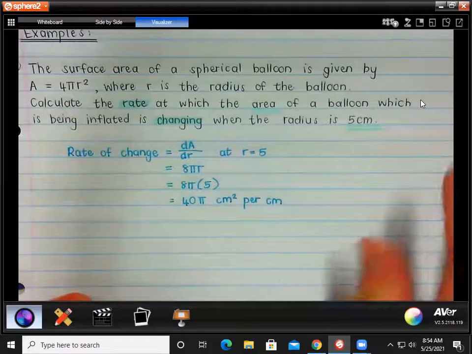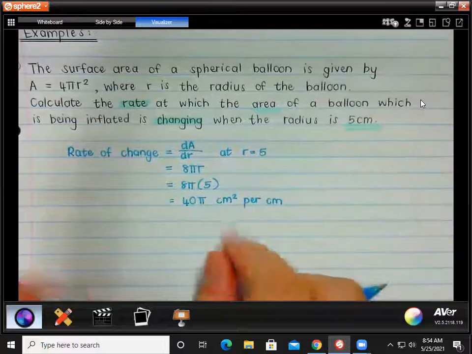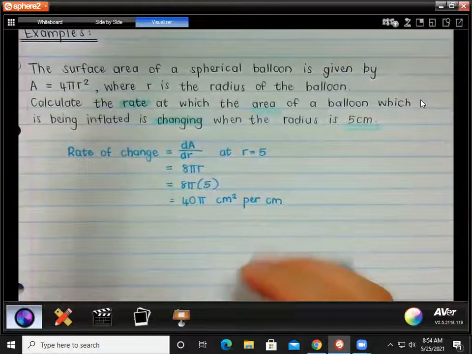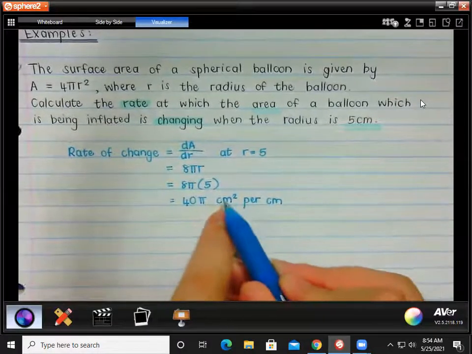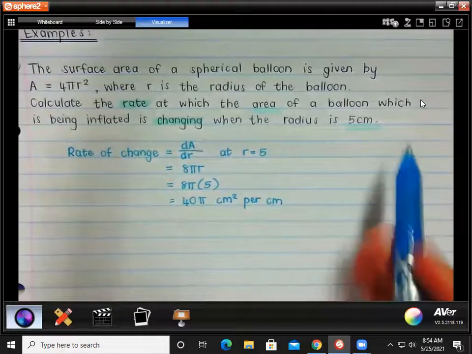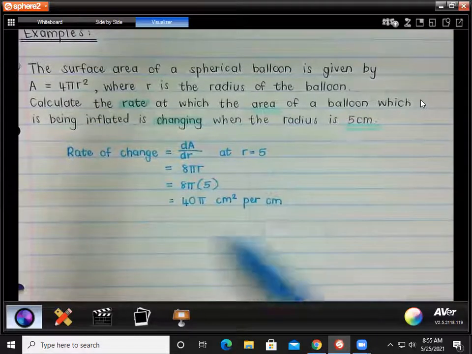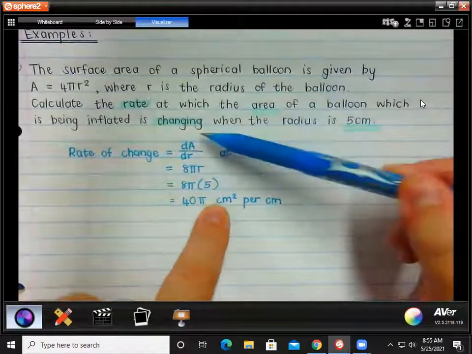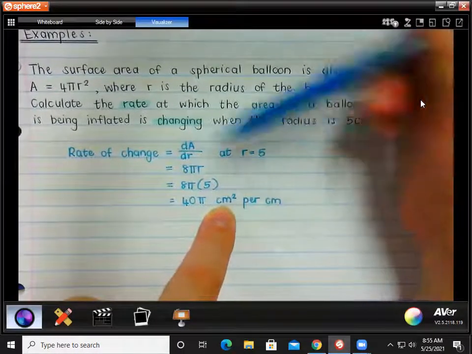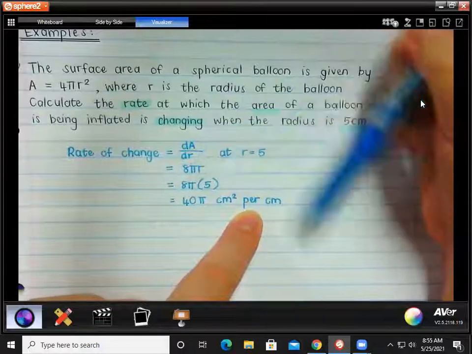So at the point where the radius is 5 centimeters, the area of the balloon is changing at 40 pi centimeters squared per centimeter, right? But then if it was 6 centimeters, for example, it would be a different value, but you would still have the same unit. So guys, I always look at it this way: it's the unit of the area first, the unit of the one at the top, per the unit of the one at the bottom, if that helps.